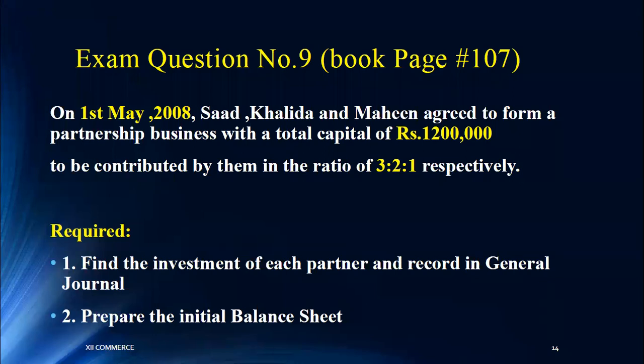एक क्वेश्चन के अंदर हमारे पास 2 से 3 चीजें ऐसी आ सकती हैं जो कि पार्टनरशिप फॉर्मेशन के स्ट्रेटेजिकल पार्ट्स होते हैं. I proceed further.